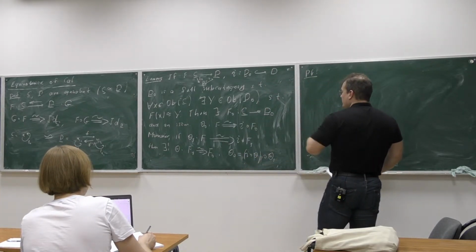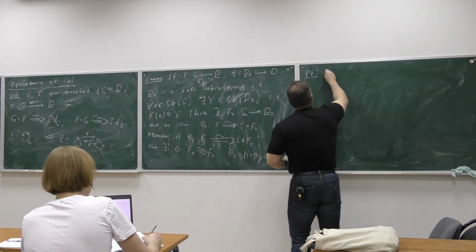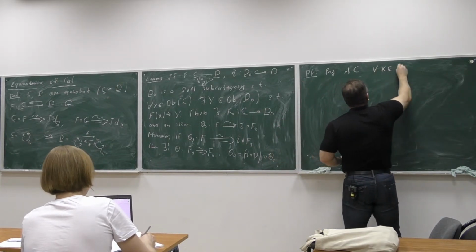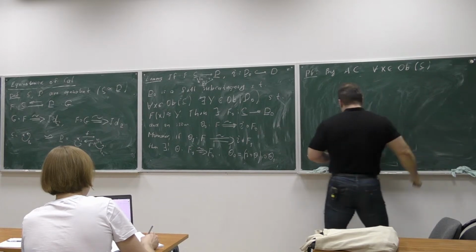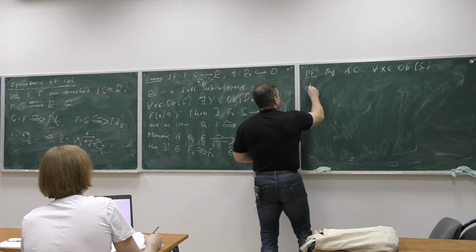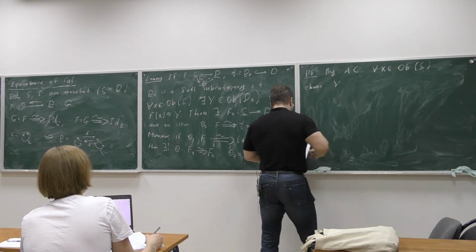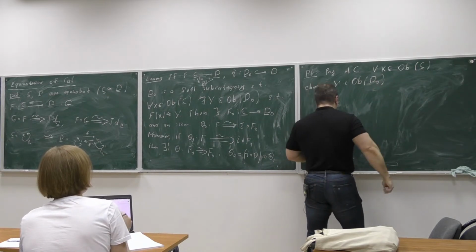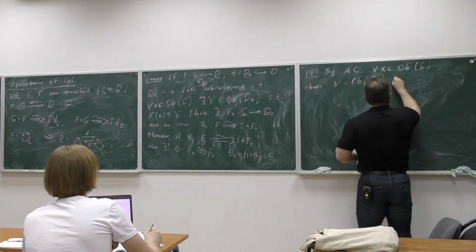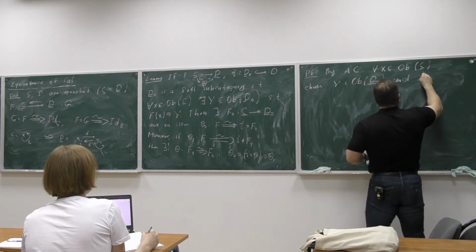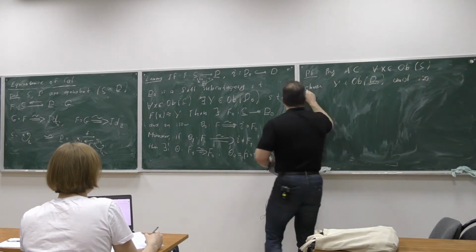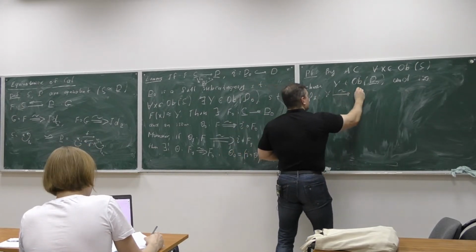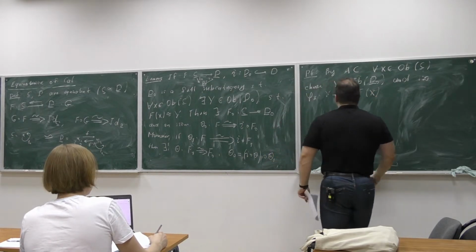Okay, so the proof is based on the axiom of choice. By the axiom of choice, for any object x in the category C, I can choose y in the objects of D0 and an isomorphism. Let's call this isomorphism phi sub x. This will be an isomorphism from y to f of x.